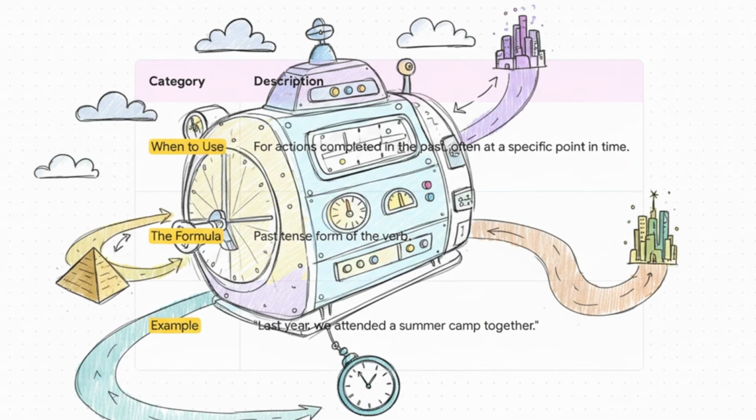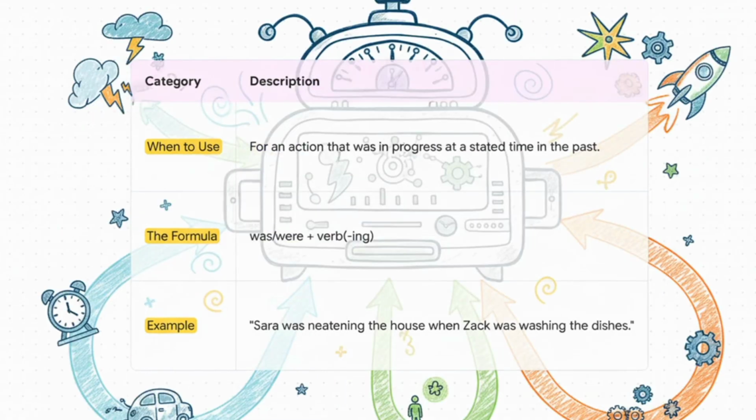When you use this tense, you're basically putting a frame around an event and hanging it on the wall of history. Last year, we attended a summer camp together. Boom! It happened, it's over. It's a finished chapter. So if the simple past is the event, the past continuous is what sets the scene. It describes what was going on in the background when something else happened. For example, Sarah was neatening the house when Zach was washing the dishes. See how that works?